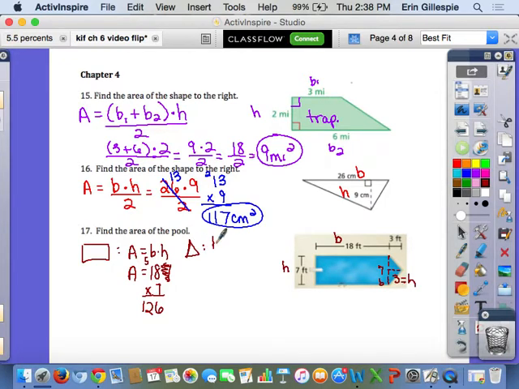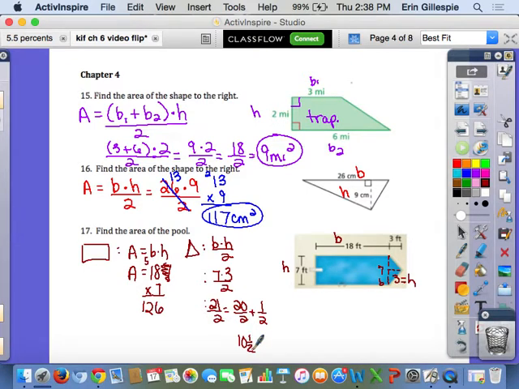Triangle, I need to do base times height divided by 2. So that's going to be 7 times 3 divided by 2. Well, that would be 21 divided by 2. Well, let's think about that. 21 is like 20 plus 1. So 20 divided by 2 is 10, and then a half, so 10 and a half.